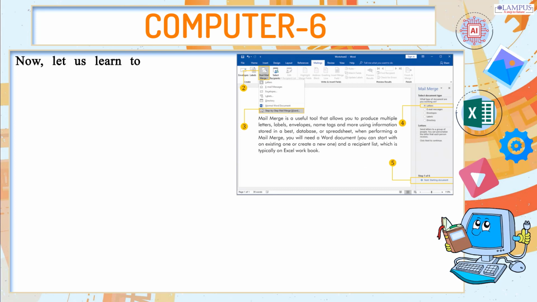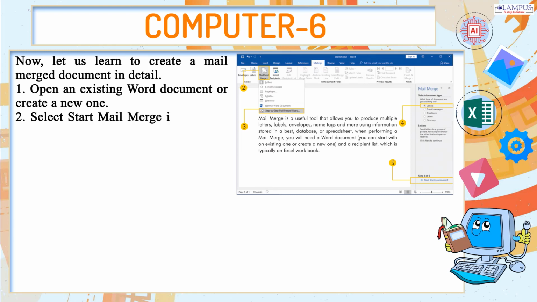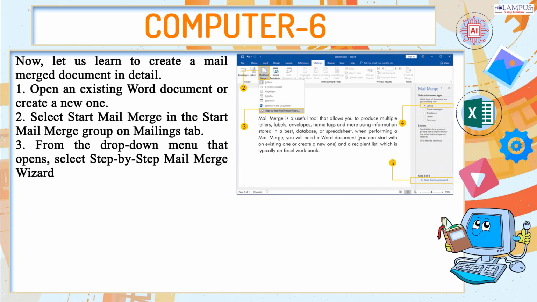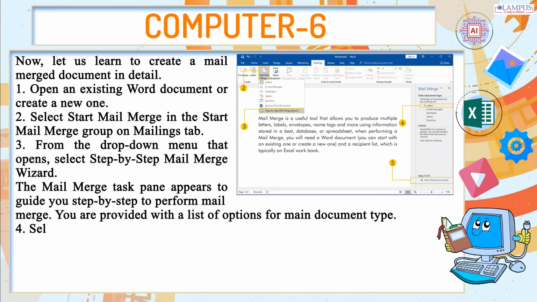Now, let us learn to create a mail merged document in detail. 1. Open an existing Word document or create a new one. 2. Select Start Mail Merge in the Start Mail Merge group on the Mailings tab. 3. From the drop-down menu that opens, select Step-by-Step Mail Merge wizard. The Mail Merge task pane appears to guide you step-by-step to perform mail merge. You are provided with a list of options for main document type. 4. Select a document type, e.g., letters.